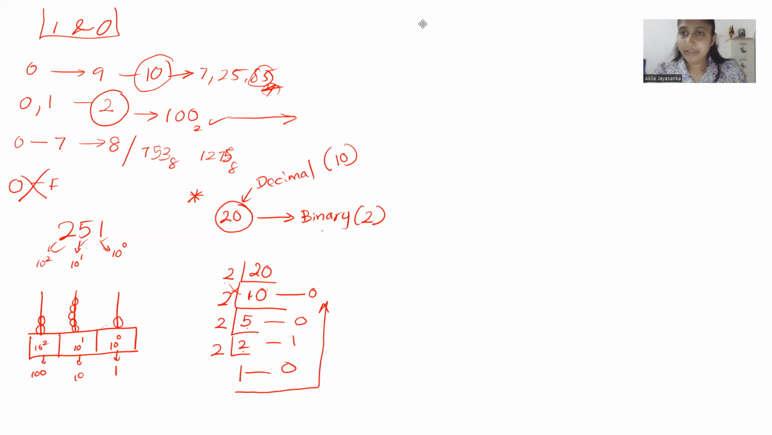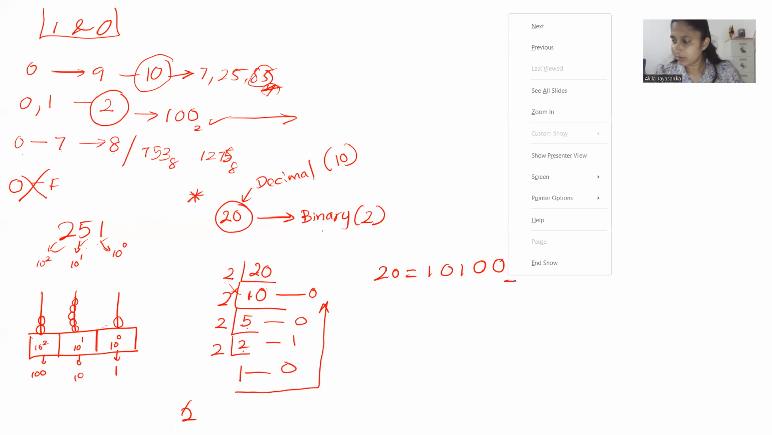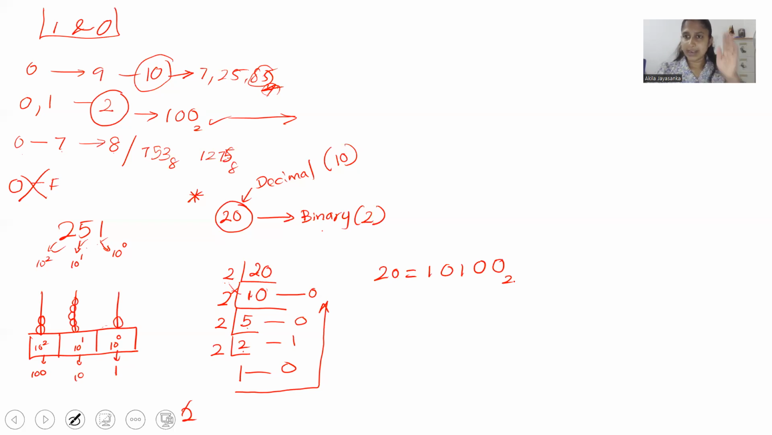Right? Okay. Now we can write the decimal number 20 using binary format like this. I will write down this one here. 20 is equal to 1, 0, 1, 0, 0. To represent this one as binary, we are going to place the 2 at the bottom of the last digit.